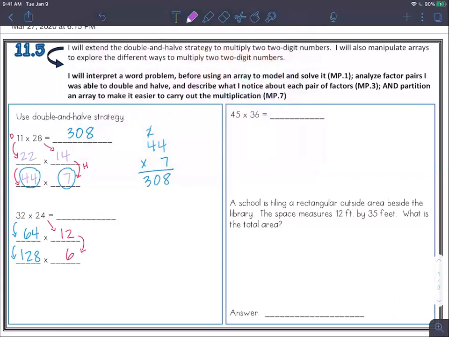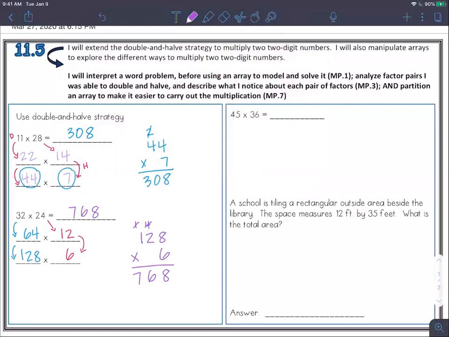Okay, so now I ended up with 128 times 6, and I only have to solve that last problem. 8 times 6, 48. 2 times 6 is 12, plus 4 is 16. 1 times 6 is 6, plus 1 is 7. Okay, so my answer is 768.